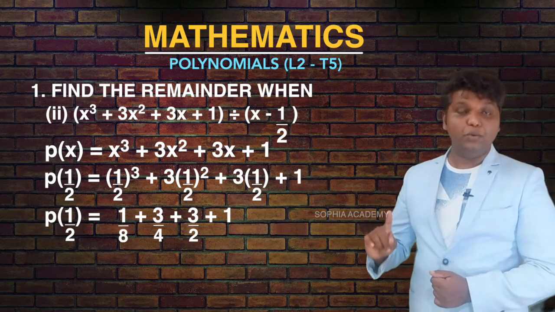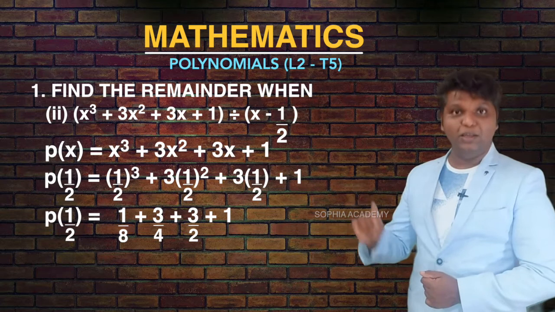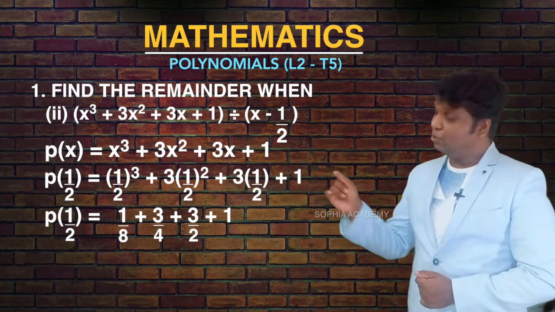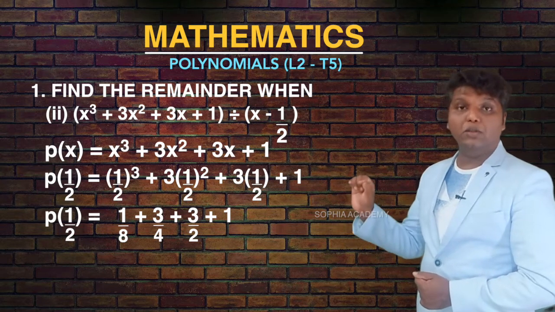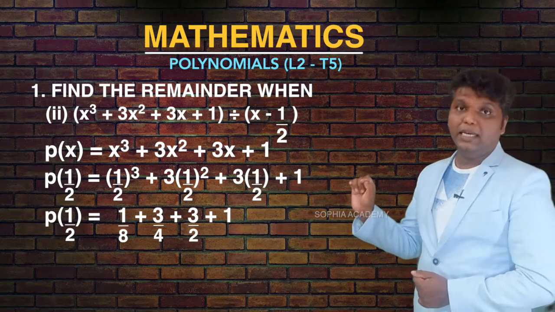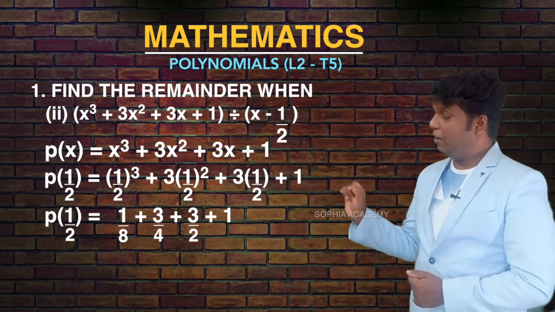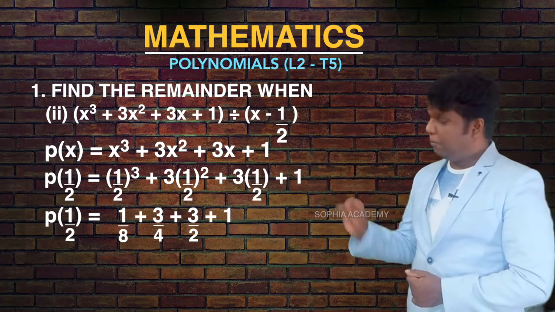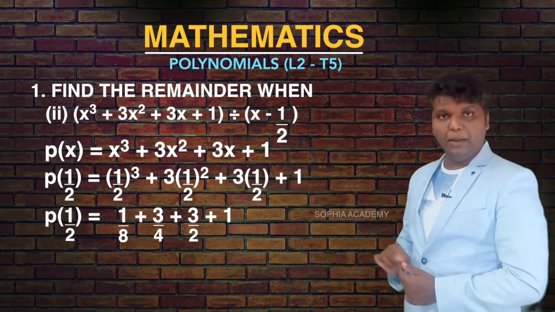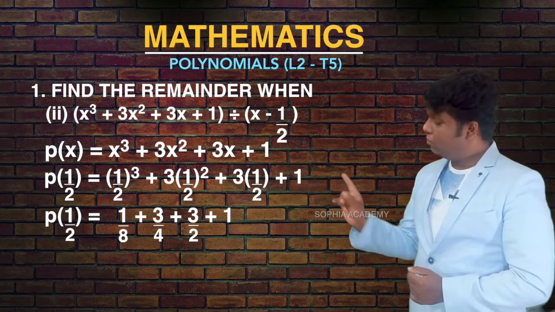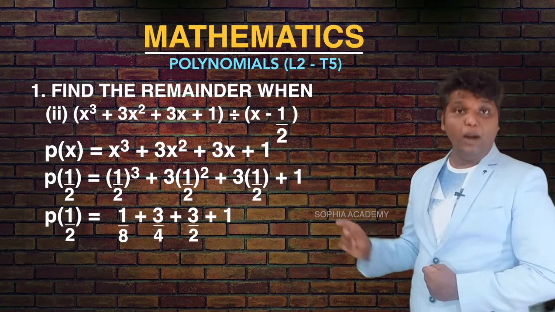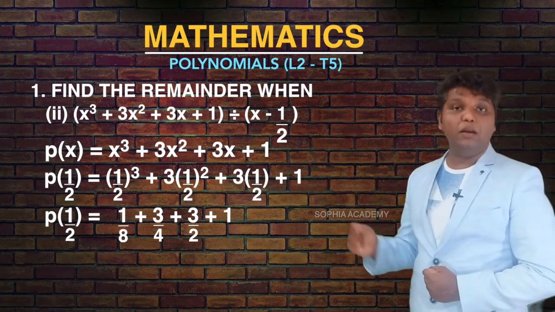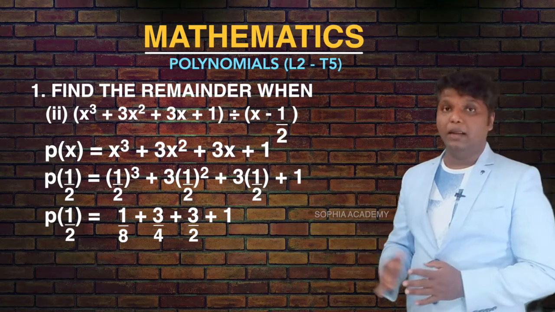2 cube means 2 into 2 into 2, it is not 2 into 3. Okay. So 1 by 8 plus the second term, 3 into 1 by 2 the whole square. What is 1 by 2 the whole square? It is 1 by 4. So 3 into 1 by 4 means 3 by 4, plus the next term 3 into 1 by 2. 3 into 1 is 3, so 3 by 2. Then plus 1. Now you have 1 by 8 plus 3 by 4 plus 3 by 2 plus 1.